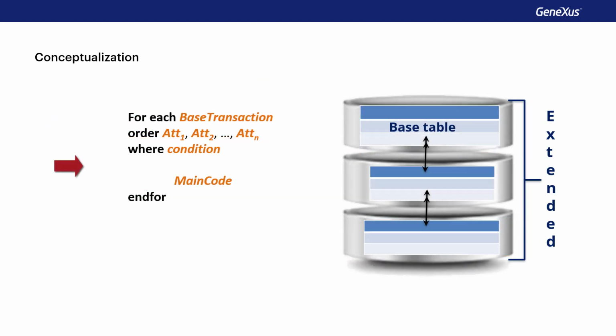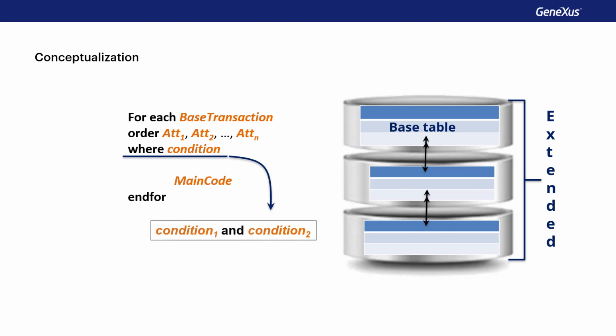To filter the information returned by the for each command, the where clause is used. In it, we indicate the condition that the records must meet in order to be selected. The condition can be complex and include several conditions joined by and or or. That is to say, for example, condition 1 and condition 2, which means that both conditions must be met at the same time. Condition 1 or condition 2, which means that if one of them is met, it's enough for the record being evaluated to pass the filter.